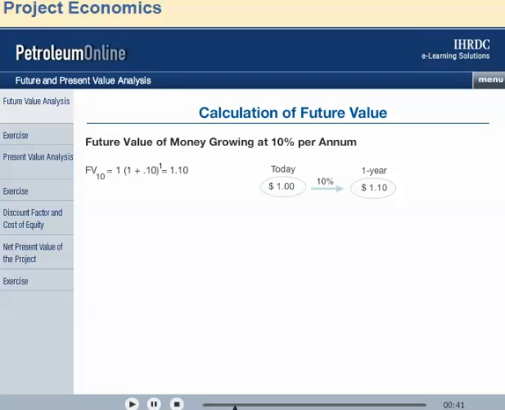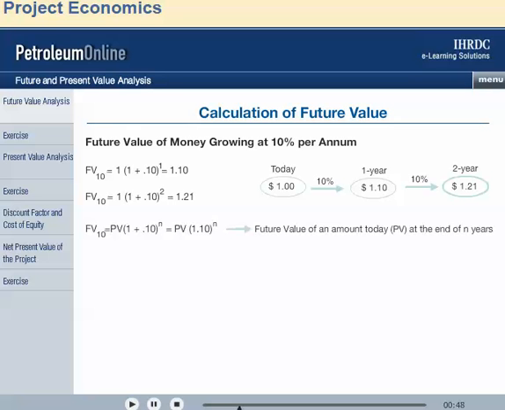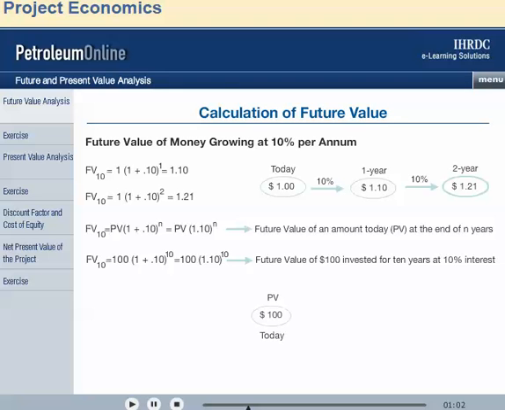If we leave this amount in the bank for another year, the future amount grows in value to $1.21. We incorporate this compounding effect using the exponent n, which reflects the number of years that interest is paid. We can take this a little further and see that a present value of $100 placed in the bank at 10% interest for 10 years will grow to a future value in year 10 of $259.37, assuming no taxes are paid on the annual earnings.